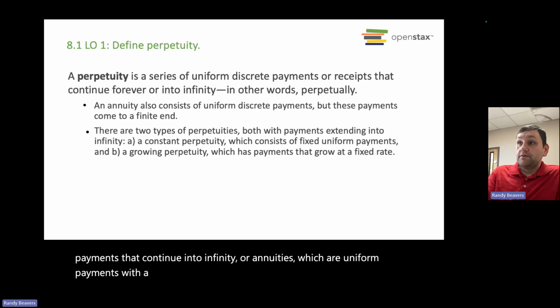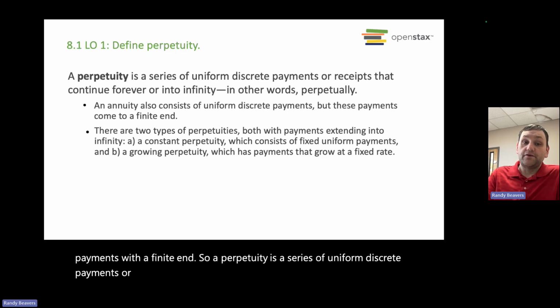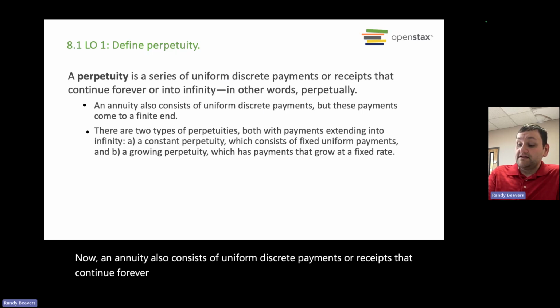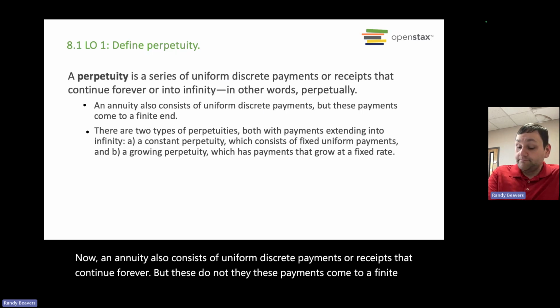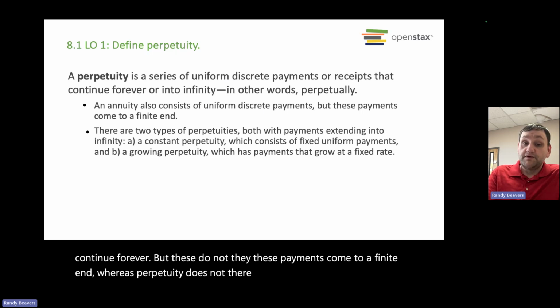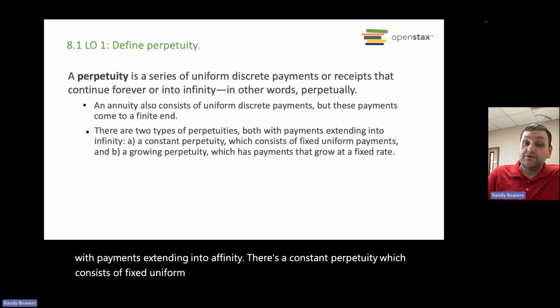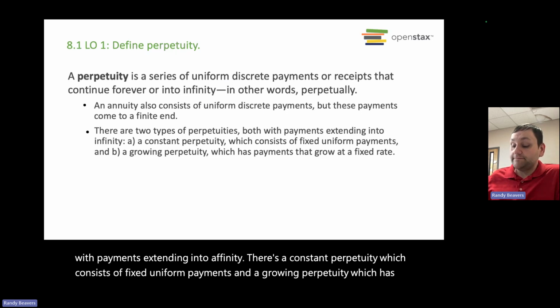end. So a perpetuity is a series of uniform discrete payments or receipts that continue forever or into infinity. In other words, perpetually. Now, an annuity also consists of uniform discrete payments or receipts, but these do not continue forever. These payments come to a finite end, whereas perpetuity does not. There are two types of perpetuities, both with payments extending into infinity. There's a constant perpetuity, which consists of fixed uniform payments, and a growing perpetuity, which has payments that grow at a fixed rate.